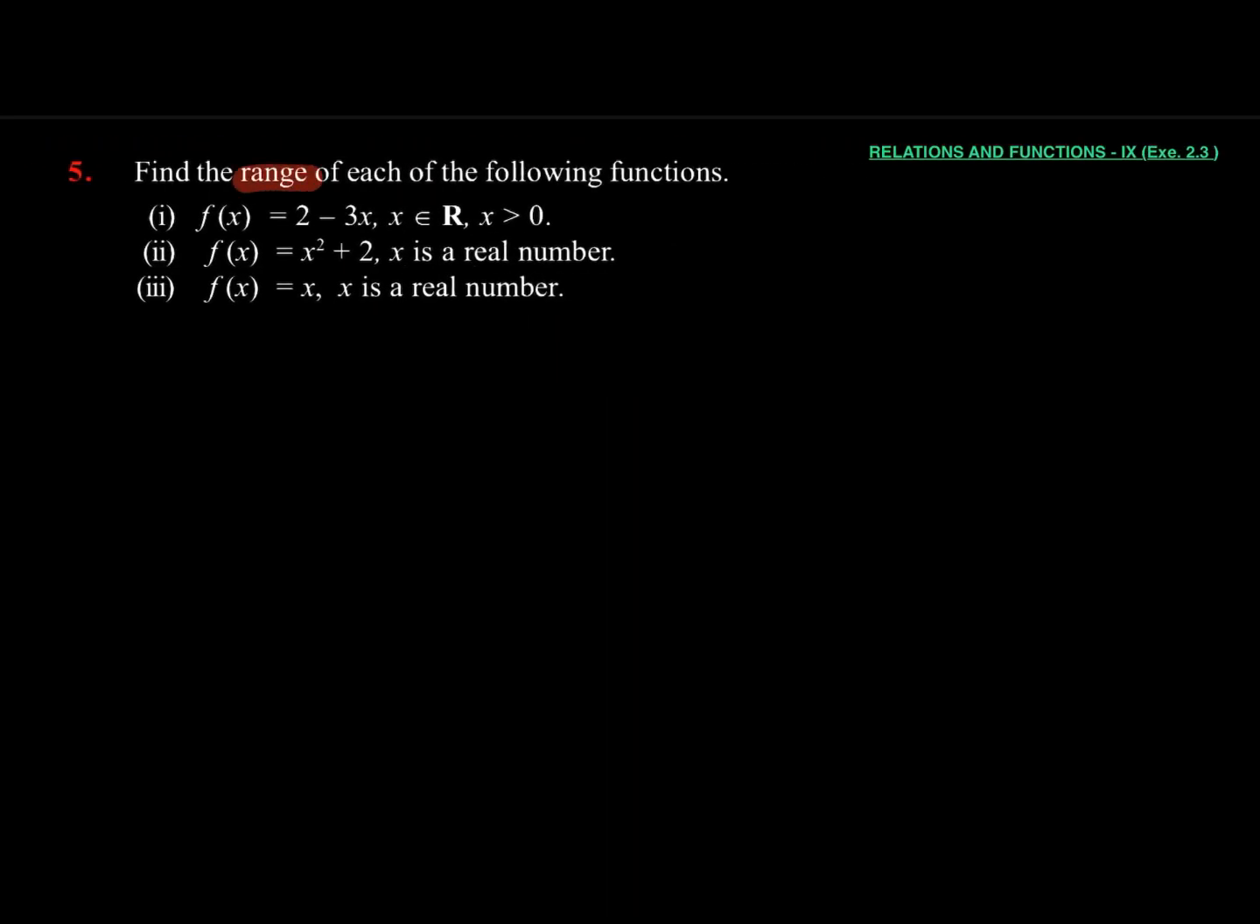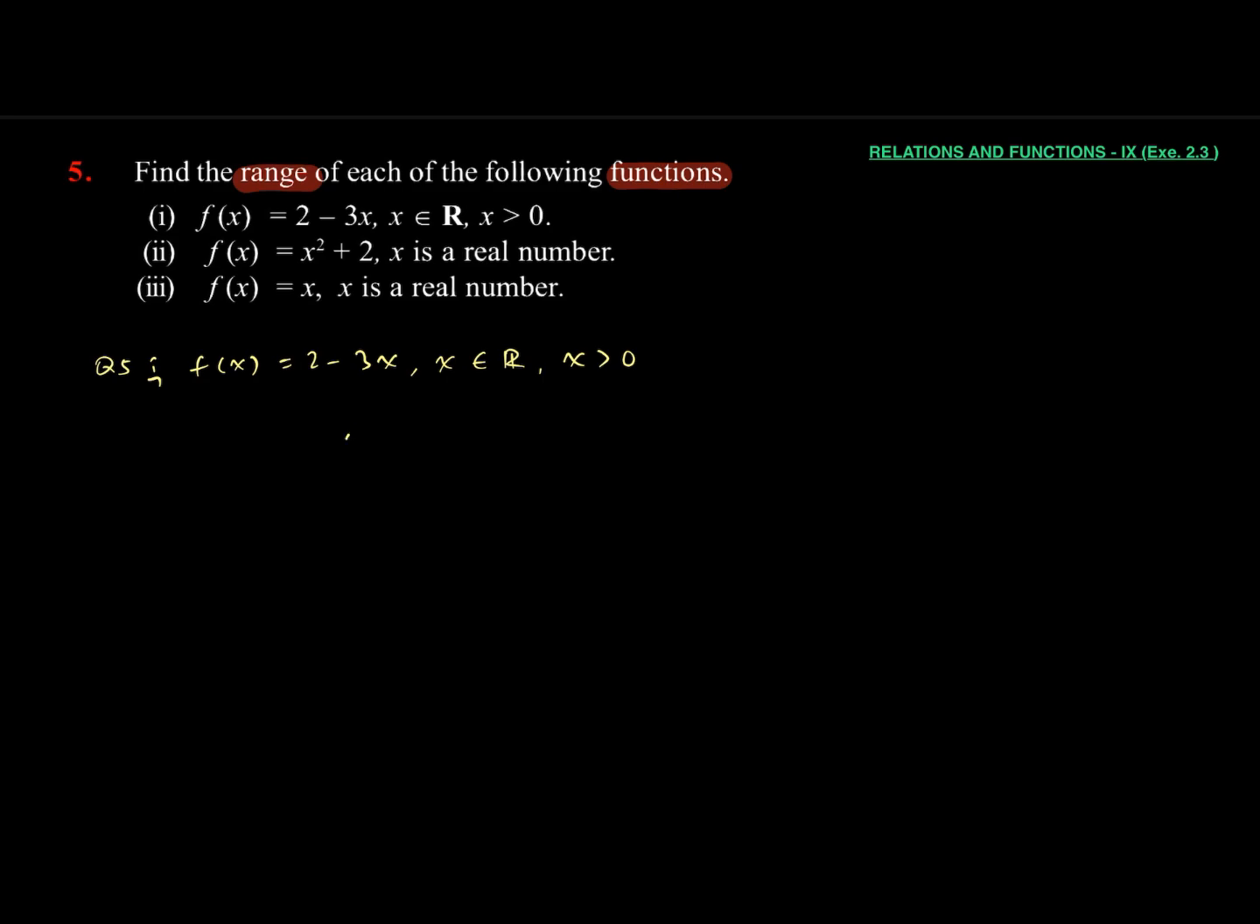This is question number 5. Find the range of each of the following functions. So part number first is f(x) = 2 - 3x, where x belongs to real numbers and x is greater than 0. We are given a function f(x) equal to 2 minus 3 times x, where x belongs to real numbers and x is greater than 0.